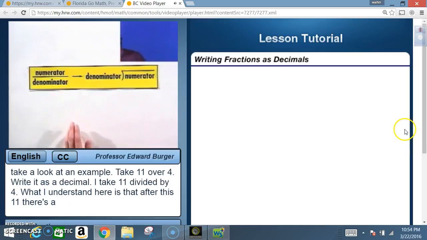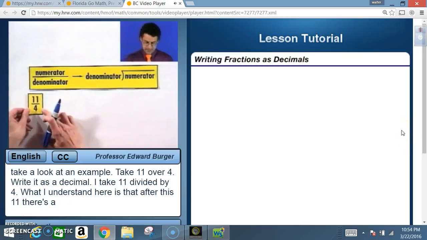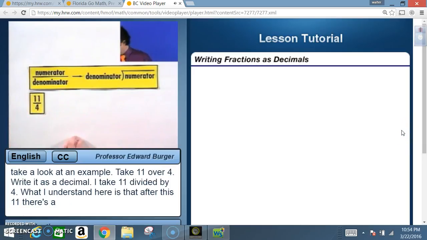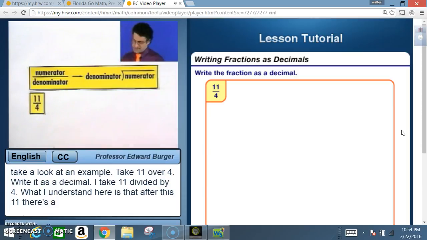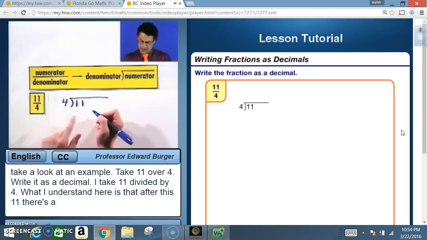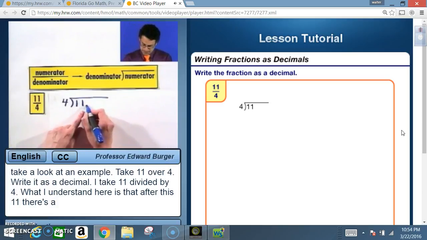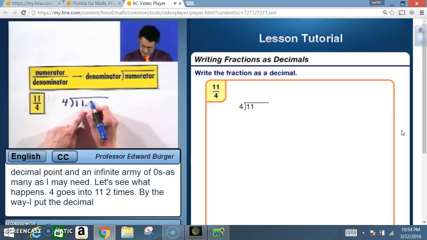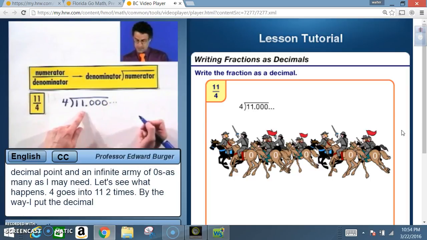Let's take a look at an example. Let's take 11 over 4 and write it as a decimal, so it's equivalent as a decimal expansion. So what do I do? I take 11 divided by 4. And what I understand here is that after this 11, there's a decimal point and just an infinite army of zeros, as many as I may need. And now let's see what happens.